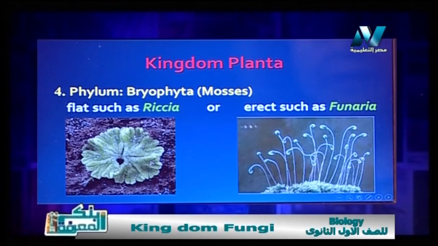The other type is Funaria, and the Funaria is erect, as you see in the picture. Also, they have rhizoids, root-like and stem-like, and sometimes leaf-like structures, like this. And the Funaria goes erect, into the air above the soil surface. So the examples are Riccia and Funaria.